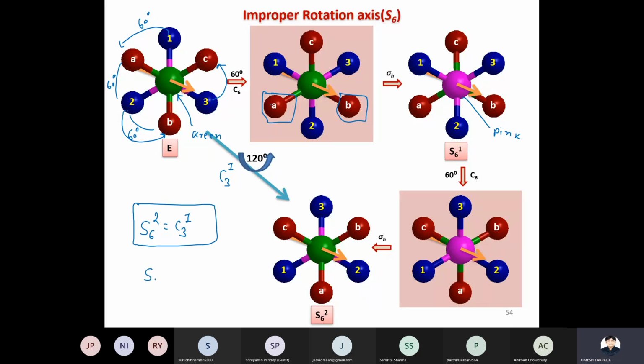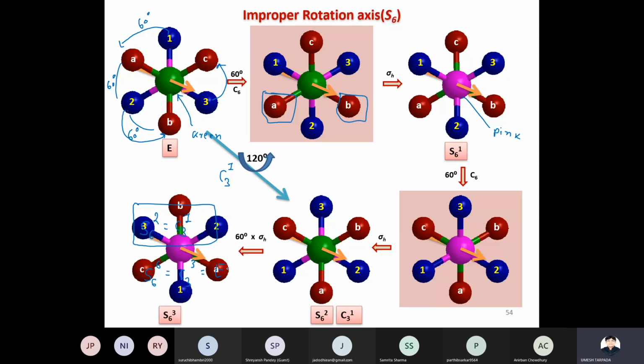What is result of S6 raised to 6? Is equal to C3 raised to how many? 3. Good. Is equal to what? E. Yes, you are getting identical structure. Okay, so this is, you can say, improper rotation axis.